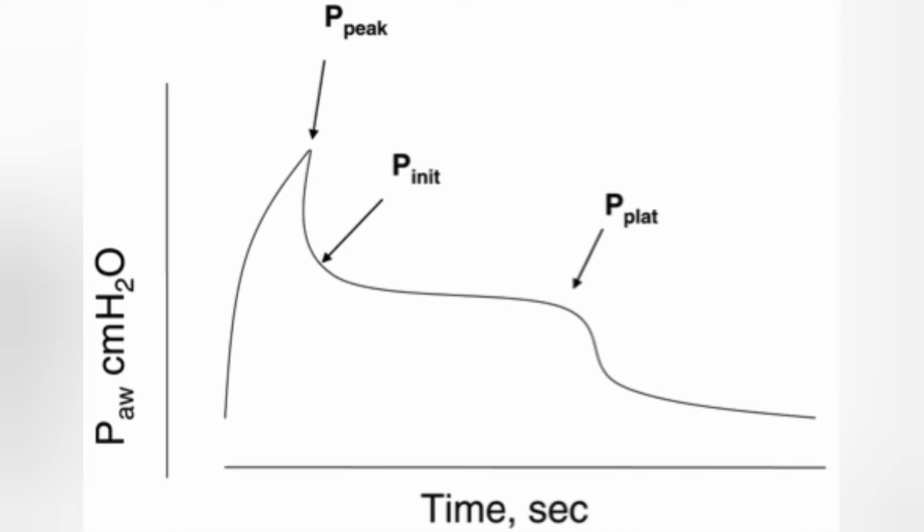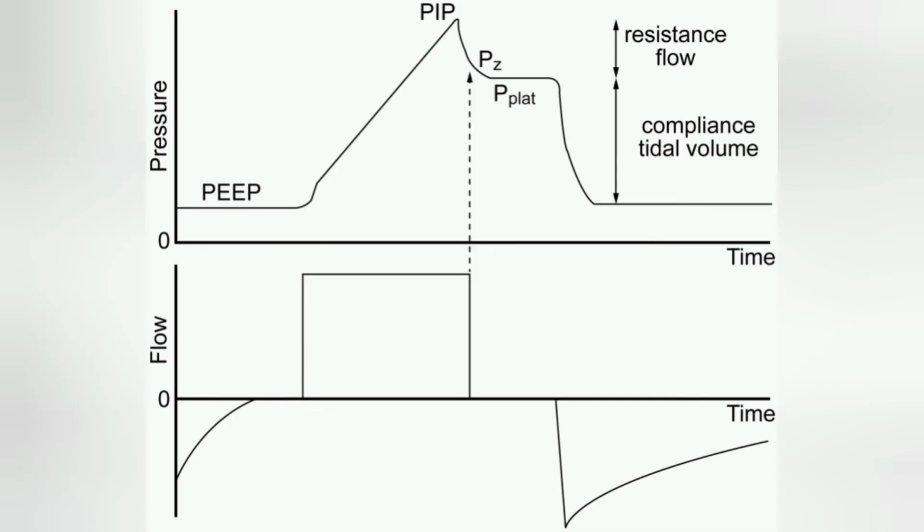Next is peak P, that is peak pressure. It is the pressure built in lungs after inhaling oxygen at lungs' fullest capacity. That means it is the maximum pressure of lungs after inhalation. Fifth is PEEP. PEEP means positive end expiratory pressure.